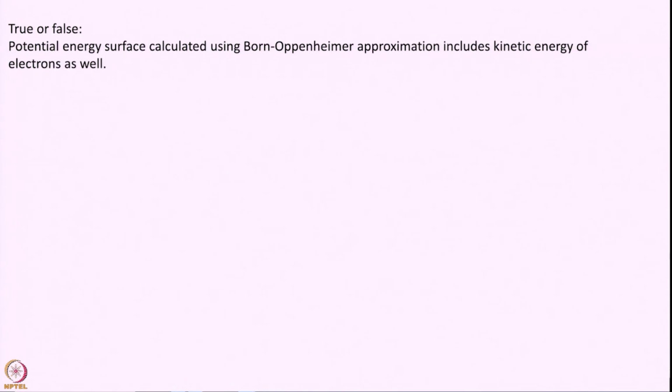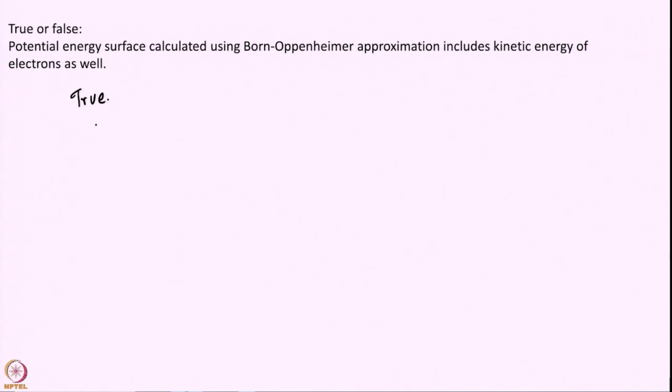True or false? Potential energy surface calculated using BO approximation includes kinetic energy of electrons as well. Take your time and answer your question, true or false. The correct answer is true.